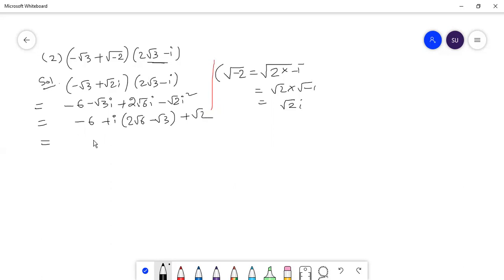Now take the real part, that is minus 6 plus root 2, this is a, plus i into (2 root 6 minus root 3). So this is in the form a plus ib. So this is the way to convert.